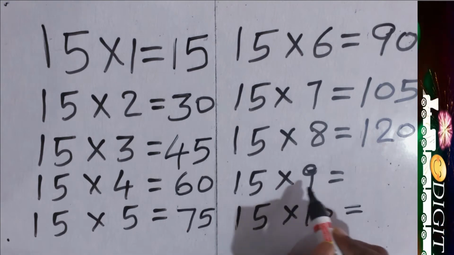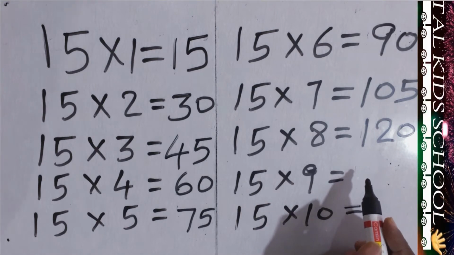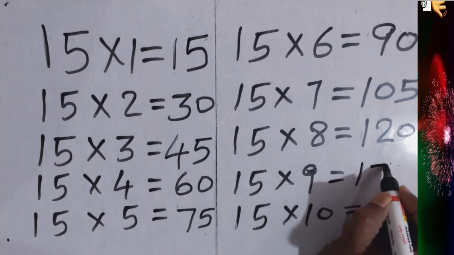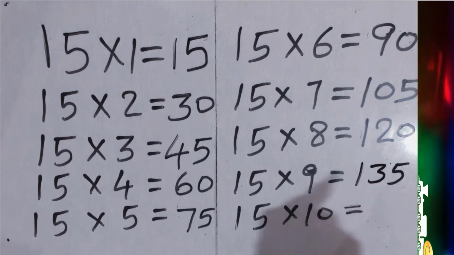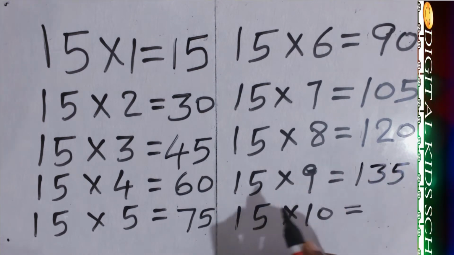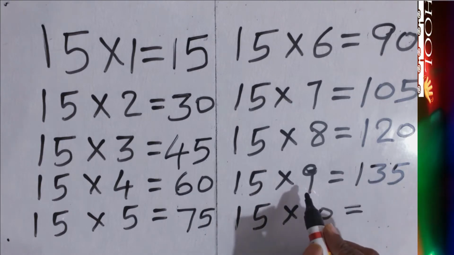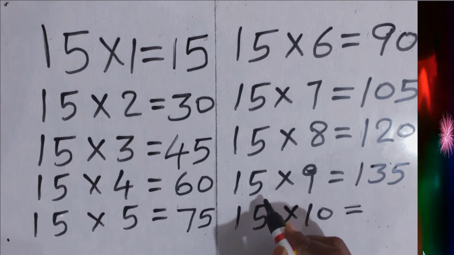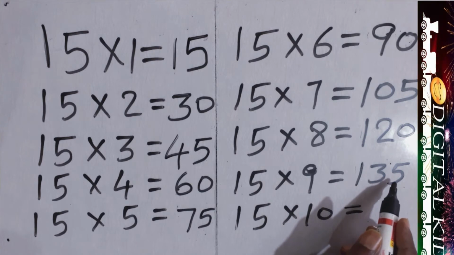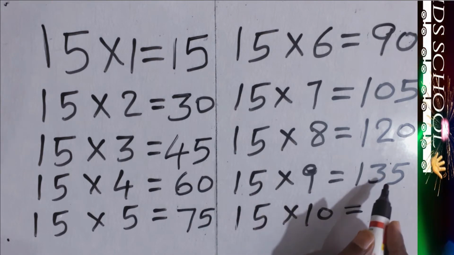Now tell me the answer. What is 15 into 9? Write the answer here. 15 into 9 is 135. Write the answer here. 135. 15 9 ja 135. 15 multiplied by 9 is equal to 135. 9 times 15 is 135.